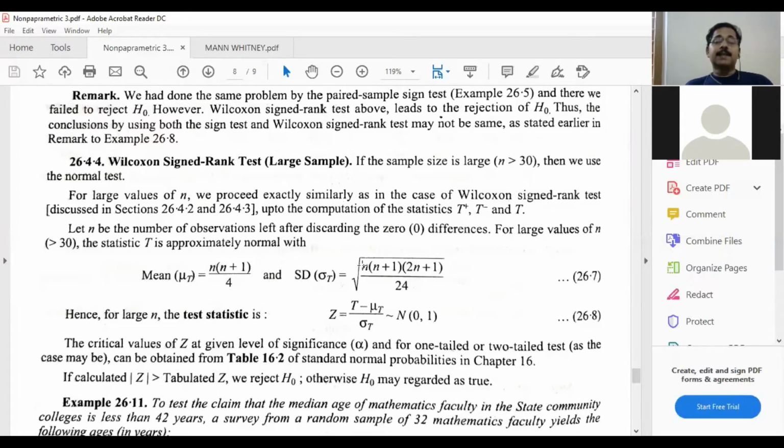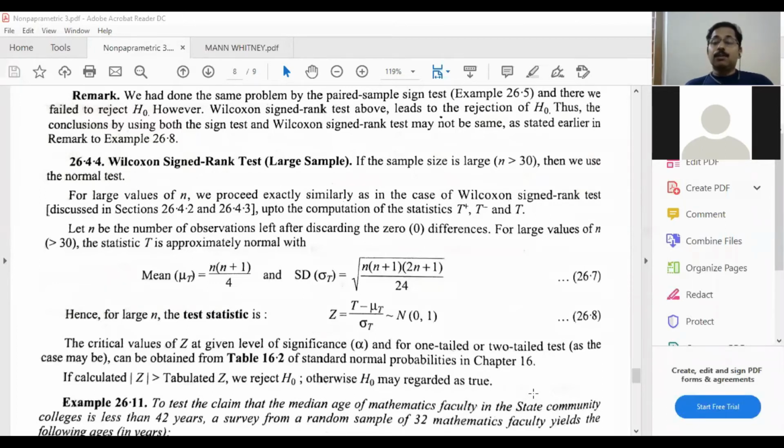So here Z is equal to T minus the mean, the mean is mu T, divided by its standard deviation. Z equals T minus mu T by sigma T, where sigma T denotes the standard deviation. And you know that this Z follows the normal distribution, Z follows N(0, 1). So we are using the standard normal distribution, and using the standard normal table, you can find the critical values.